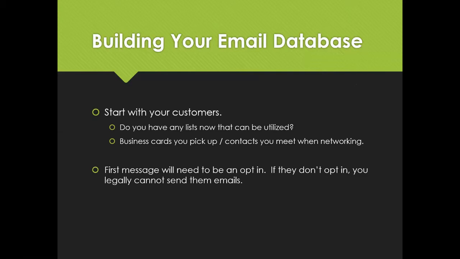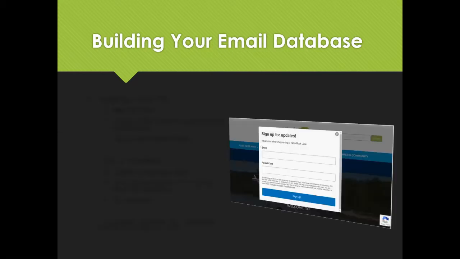Your first message that you send to these contacts is going to be an opt-in message. If they haven't already opted in, legally, you cannot just start sending them mass emails. You have to give them that option to opt in. Creating opt-ins is very easy. You can ask someone, hey, can I add you to my email list? Do you want to get updates? And we'll talk about some other ways to build your list that will help you also with the opt-ins.